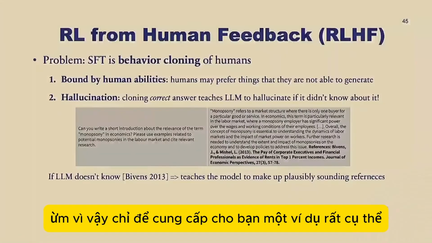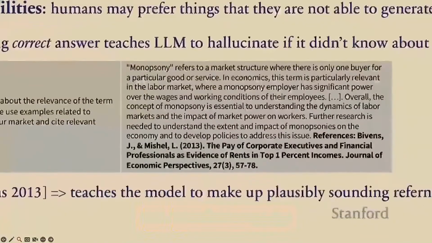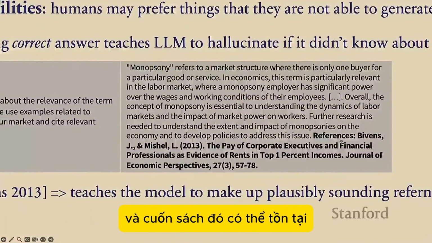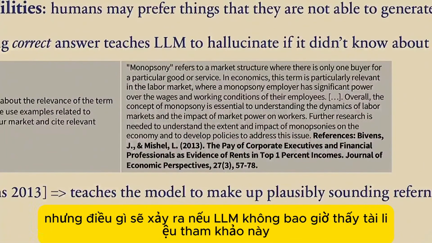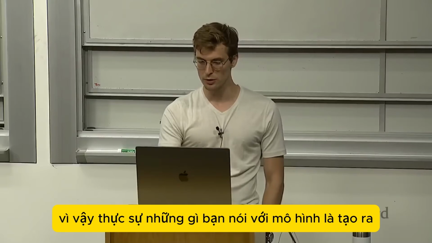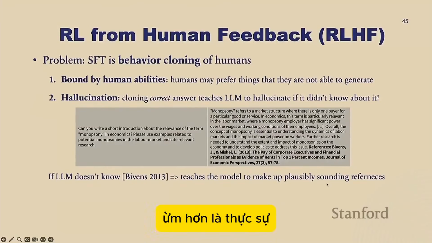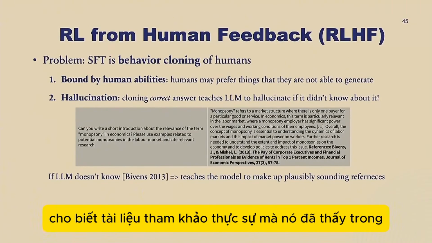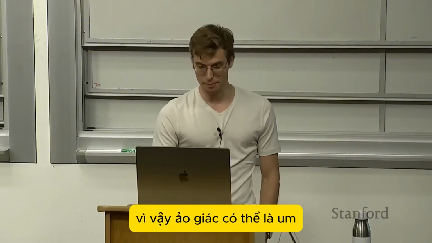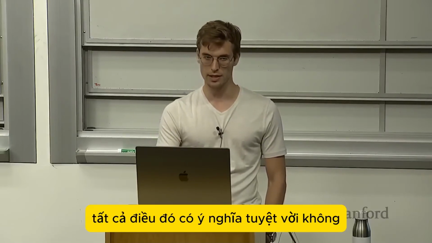Just to give you a very concrete example, if we go back to this monopsony example, can you write blah, blah, blah about monopsony? Imagine that the human wrote a reference on this type of book. And that book might exist. That might be a correct reference. But what if the LLM never saw this reference during pre-training? Then it doesn't know that it's a correct reference. So really what you tell the model is to make up some plausible-sounding reference rather than actually give the real reference that it saw during pre-training. So hallucination might be caused by this SFT. That's problem number 2. Does that all make sense?